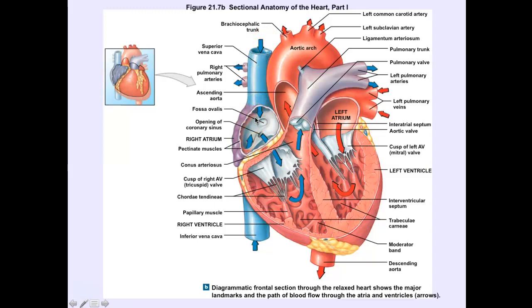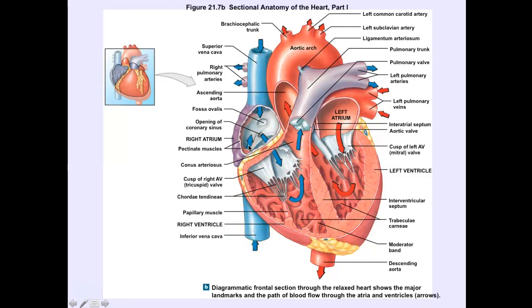Everything from the diaphragm and below is going to come through the inferior vena cava, right? So all the blood returning from your legs, your abdomen, is going to eventually come into this large blood vessel and come into the right atrium.